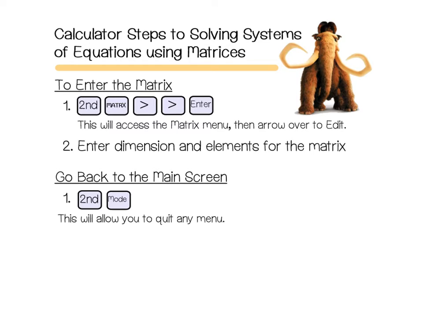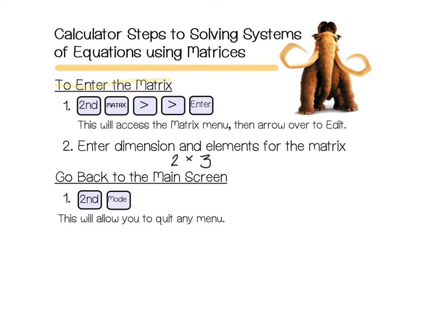To enter the matrix, you are going to start by pressing second, the matrix button, right arrow twice, and then you should be on edit and you're going to hit enter. Once you're in there, you are going to enter the dimensions and elements for the matrix. Most of our matrices are going to be 2 rows by 3 columns. So you'll enter 2, enter 3, and then you're going to enter all the elements.